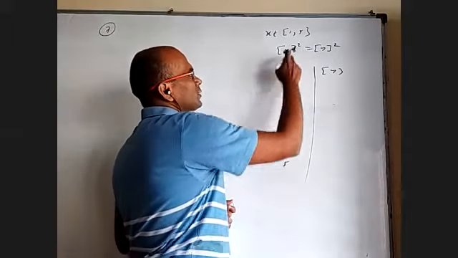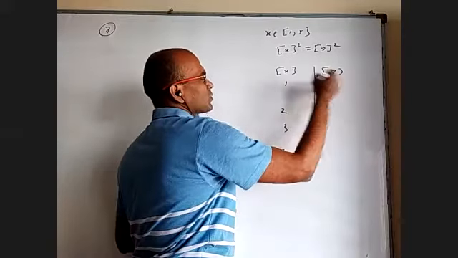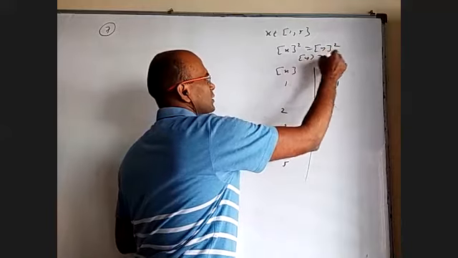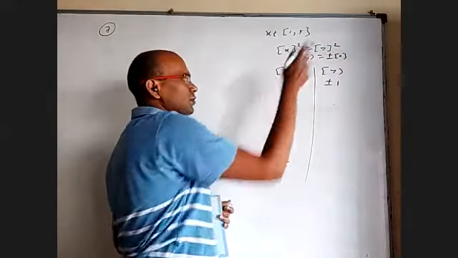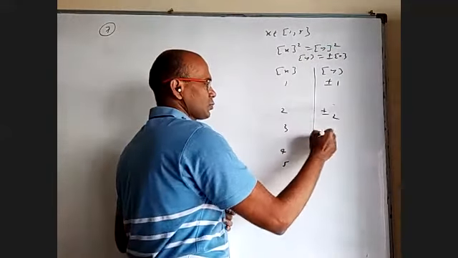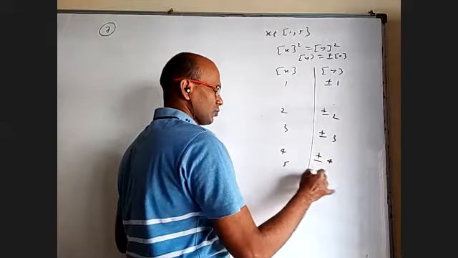Whenever it is 1, integer part of y can be plus or minus 1, because integer part of y equal to plus or minus integer part of x when you place square. This will be plus or minus 2, plus or minus 3, plus or minus 4, plus or minus 5.